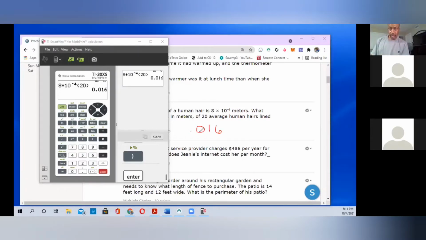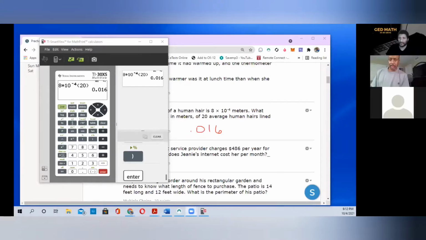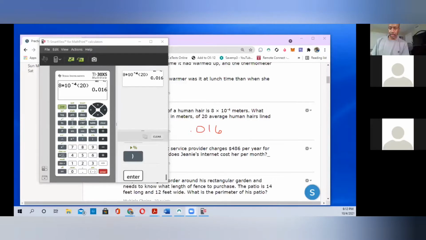Say that again. How would you change, how do you convert 0.016 to scientific notation? Okay, so if you don't know, what I can tell you is this is a skill that you're going to need for your math, your science, and possibly your social studies.